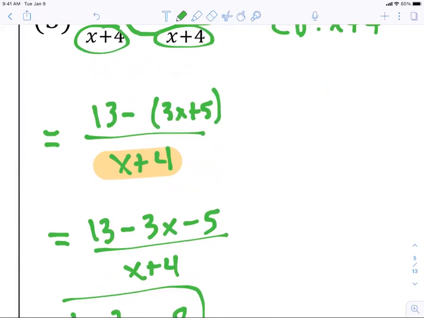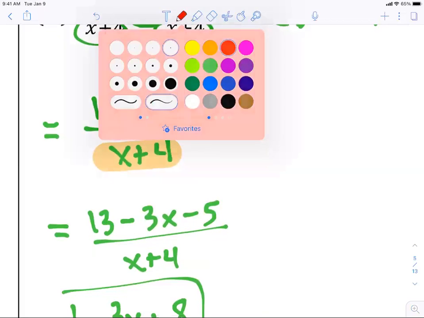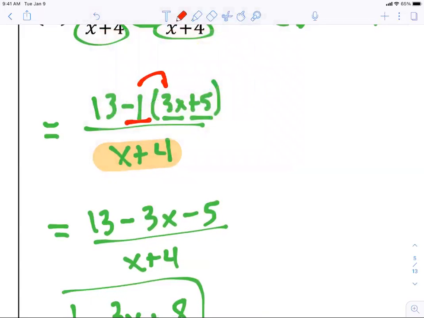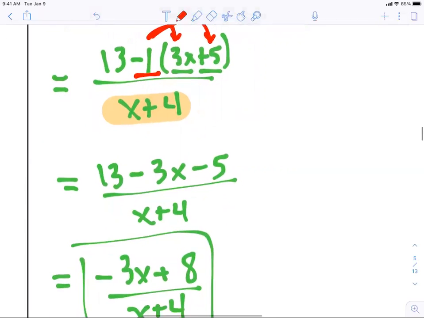Because it's 13, it's not only minus 3x, but it's also minus 5. So I always think about that as being like a -1 in front. And in front of any quantity, we always distribute the number that's in front. So I'm technically subtracting 3x, but I'm also subtracting 5. This is what your numerator should end up looking like.